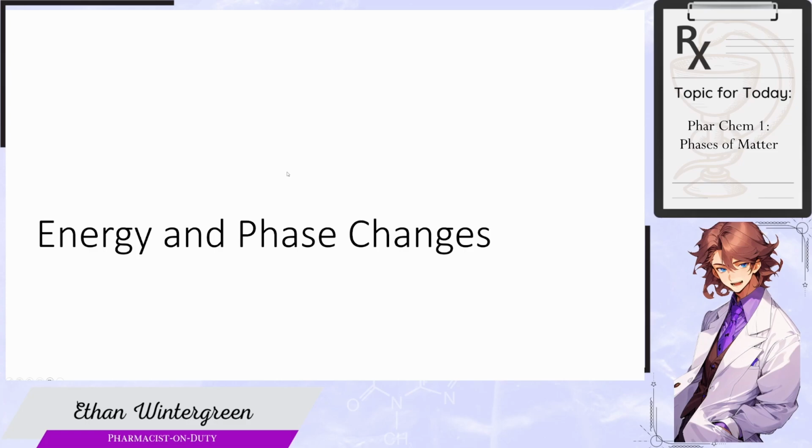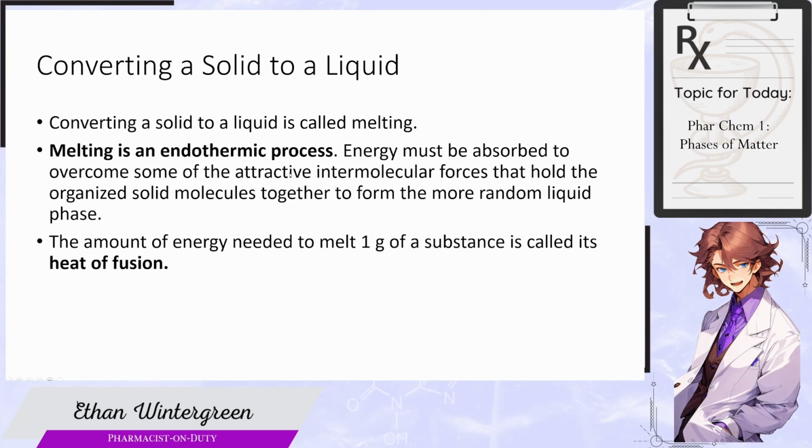And the last part is our energy and our phase changes. So when we are converting a solid to a liquid, it's called melting. Melting is an endothermic process. This means it needs heat to occur. The amount of heat needed for a substance to melt is called your heat of fusion. Heat of fusion is the amount of energy needed to melt 1 gram of substance.